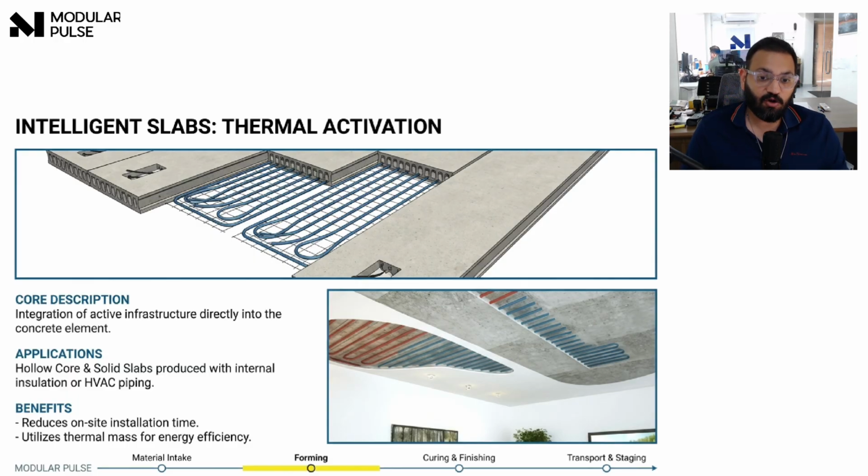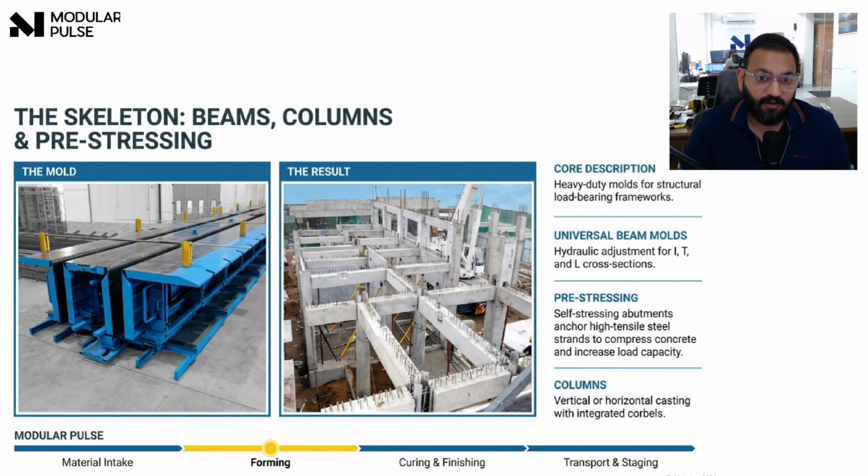This slide shows how precast is not just about speed anymore. It's about smart construction. The structural skeleton. Now we move to the core strength of any precast building. If walls and slabs are the skin and floor of a building, then beams and columns are the skeleton. These elements carry the load of the entire structure. So there is zero margin for error here.